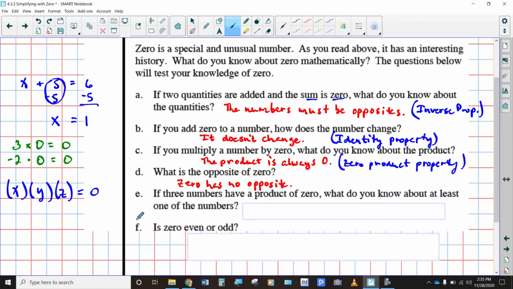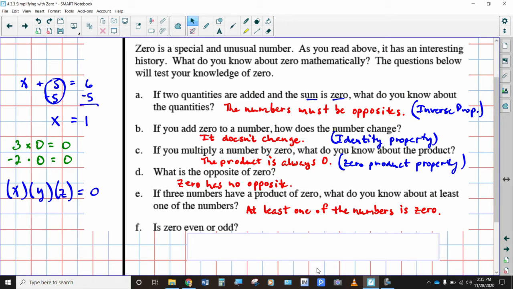Okay, zero product property. So yeah, if three numbers have a total product of 0 after multiplying them all together, then at least one of the numbers has to be a 0, but it could be two of them or all three of them could be equal to 0.